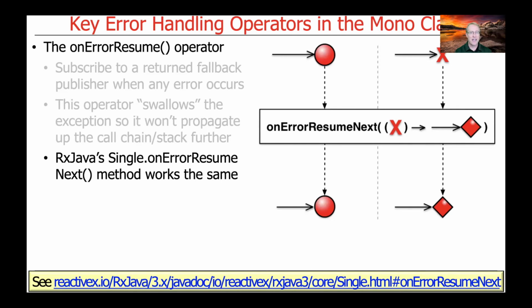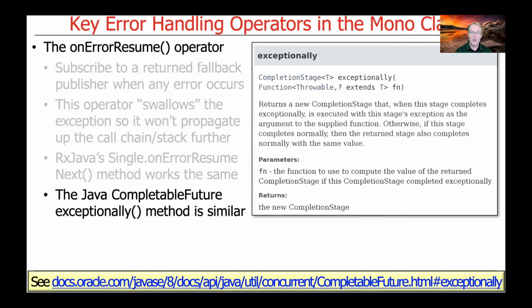RxJava has an onErrorResumeNext method in its Single class that works essentially the same as onErrorResume does in the Mono class. I'm not entirely sure why they have two different names, but that's just the luck of the draw as far as how the designers for RxJava and Project Reactor decided to name these particular methods in their classes to handle errors. There's also a method that's part of Java's CompletableFuture framework that's called exceptionally.